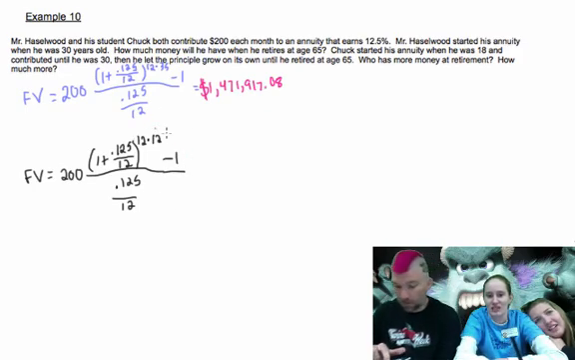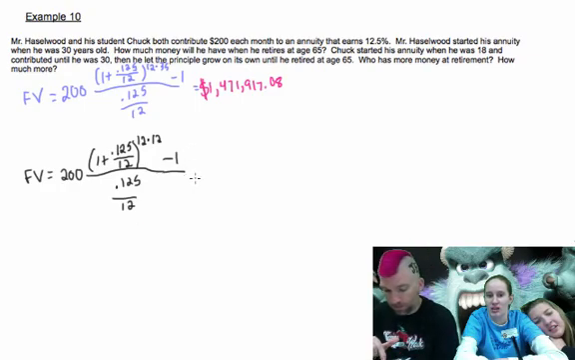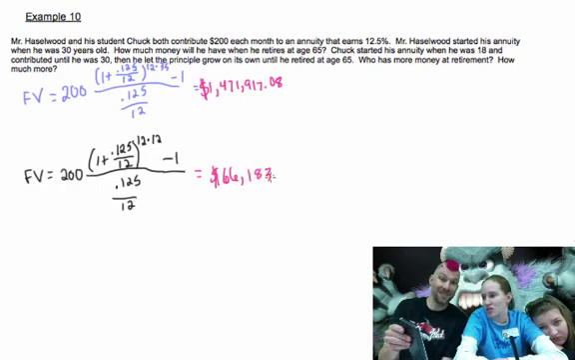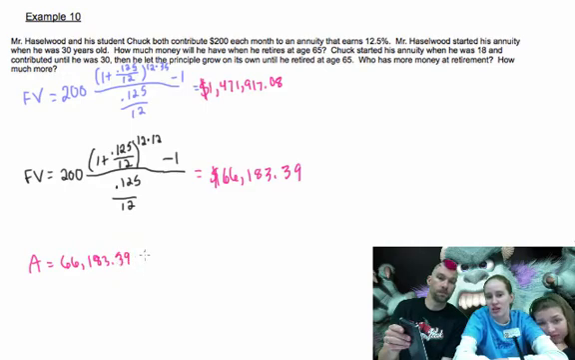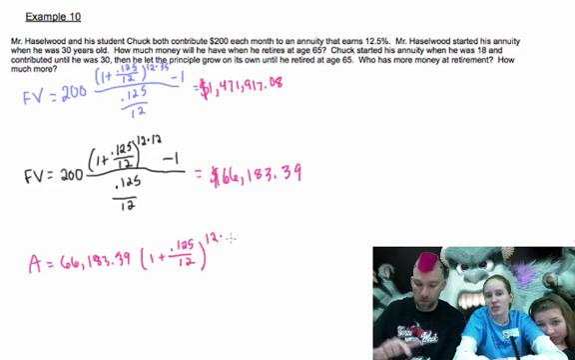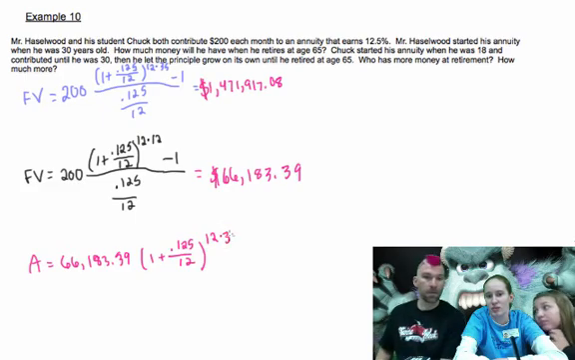Okay, so the difference then for Chuck is that he only contributes for 12 years, but once we're done, we can look at how much it's going to grow from the time he's 30 to 65. So after 12 years, Chuck has $66,183.39. Basically he's going to take that and make that the principal of a new investment. This time it's going to be 1 plus that same interest rate, and all the rest of that's going to be the same. But now he's going to do that from 30 to 65, so that's where the 35 is.